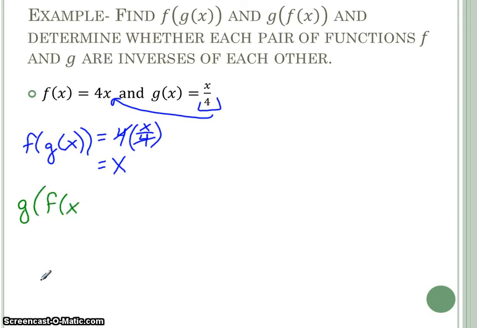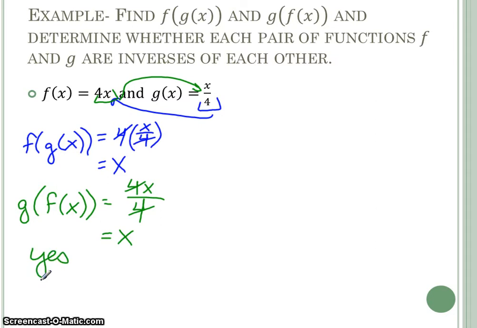G of f of x. Well, we're going to take that 4x, substitute it into the top of our fraction. And we get 4x over 4. Well, yeah, those 4's will cancel. So we get x. Are these inverses of each other? Yes. All right, so let's talk for a second about work.